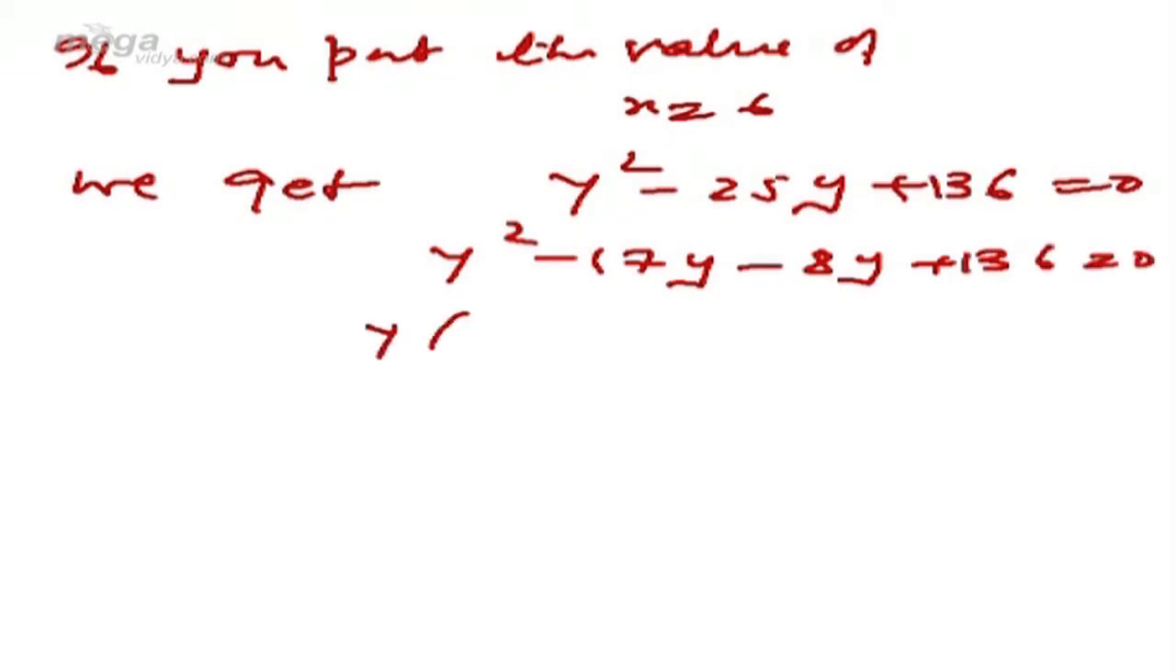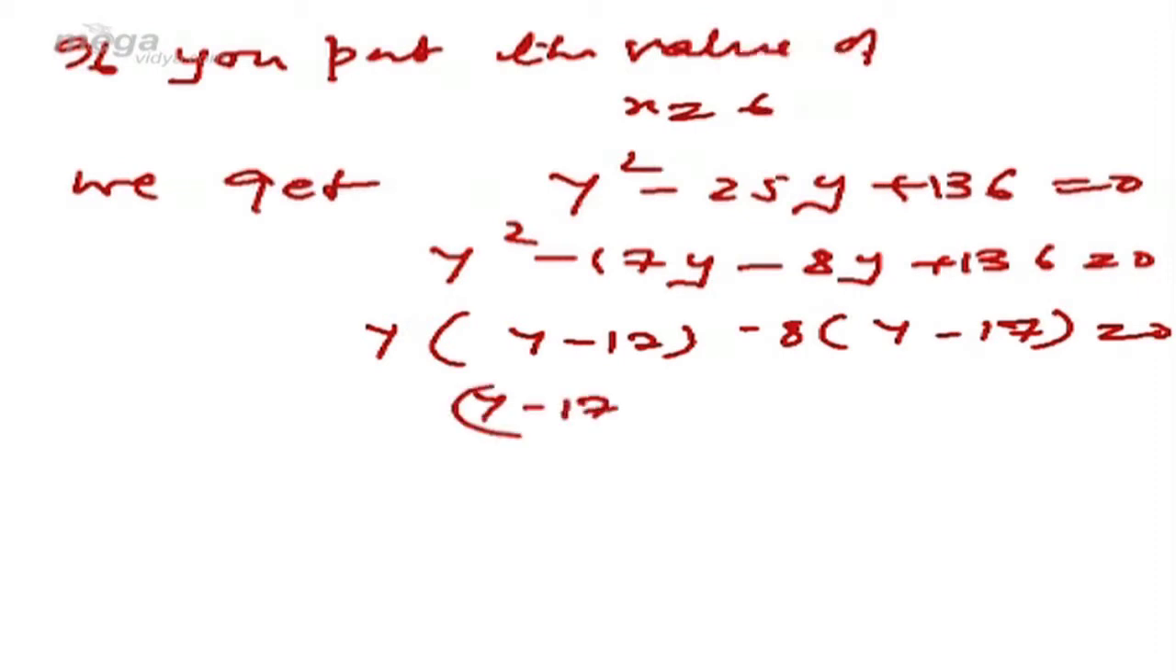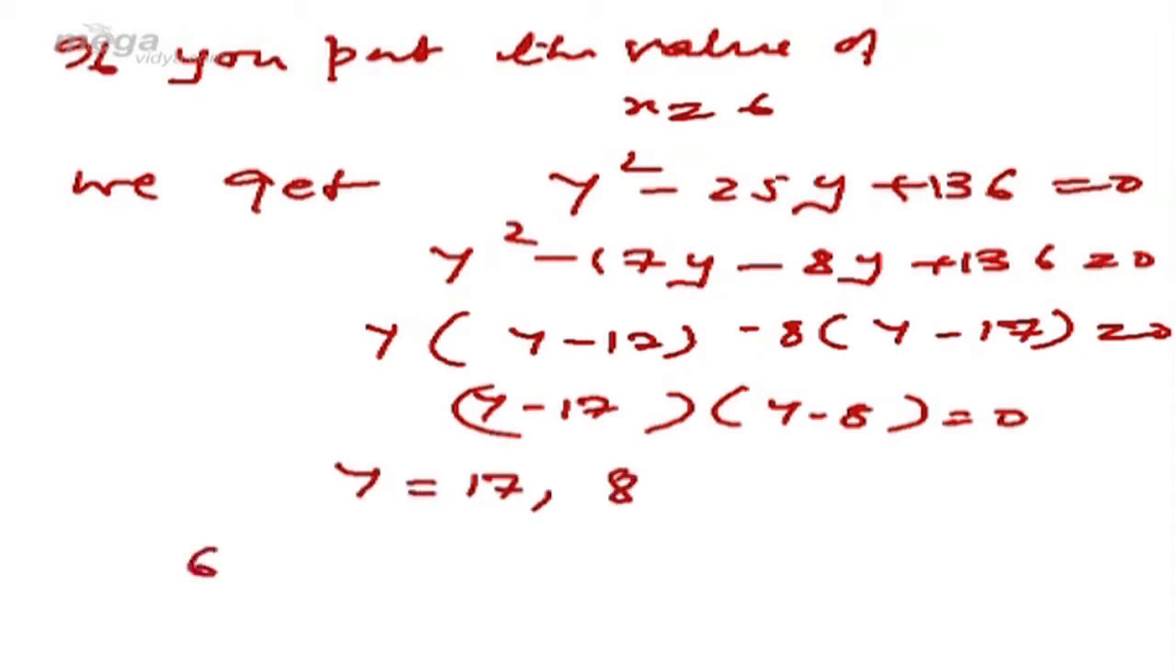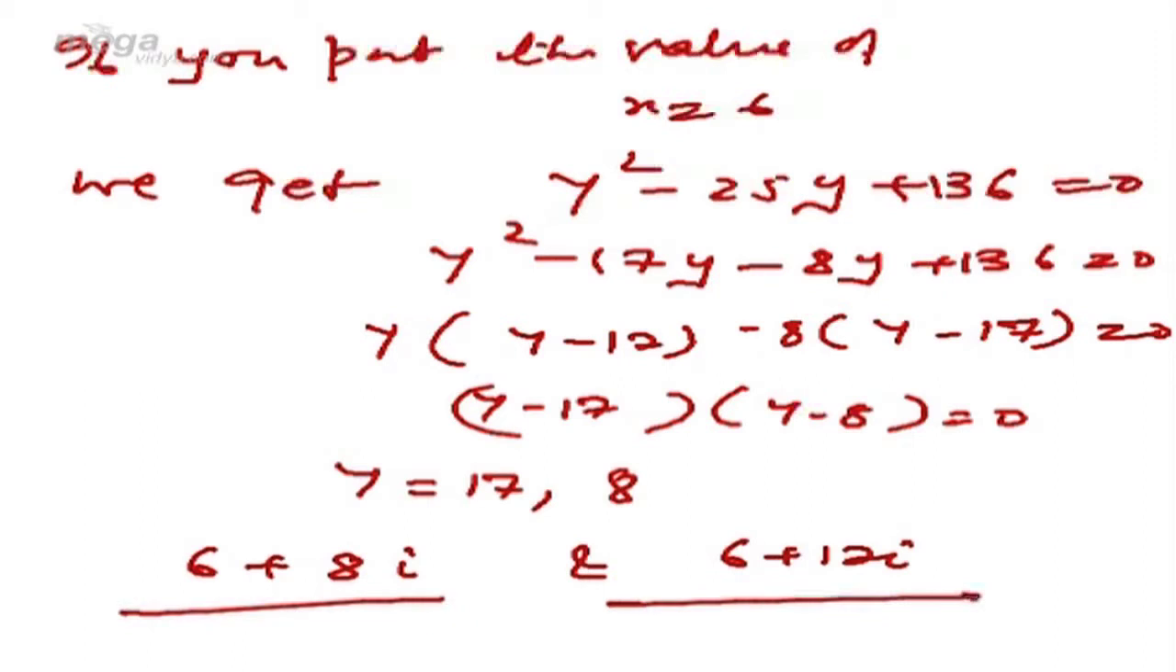So y into (y minus 17) minus 8 into (y minus 17) is equal to 0. So (y minus 17) into (y minus 8) is equal to 0. So you get the two values of y, that is y is equal to 17 and 8. So the complex numbers are 6 plus 8i and 6 plus 17i. This is the answer to the problem.